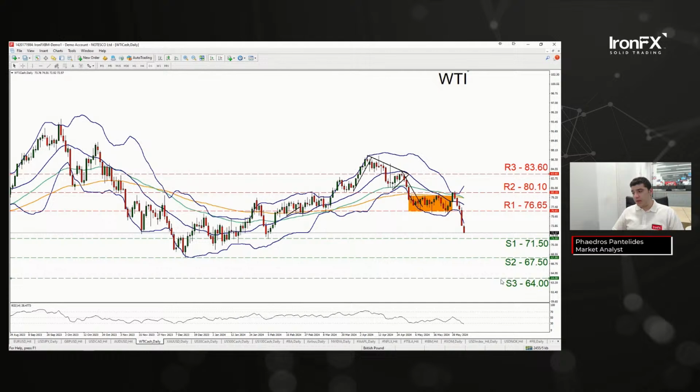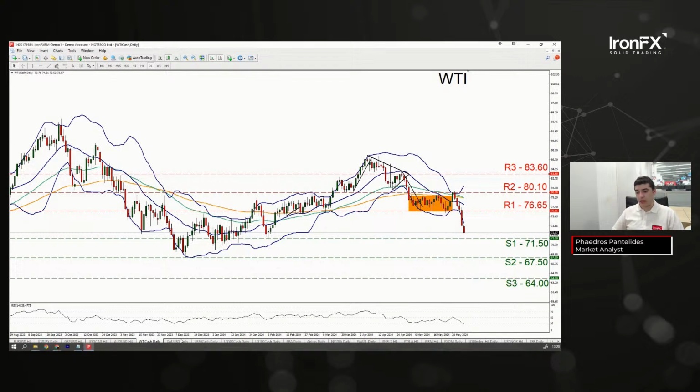Overall, as you can see, we would be maintaining a bearish outlook for the commodity's price. It appears to be aiming for support at 71.50. RSI is at 28, so below 30 as well, implying strong bearish market sentiment, further supporting our case.